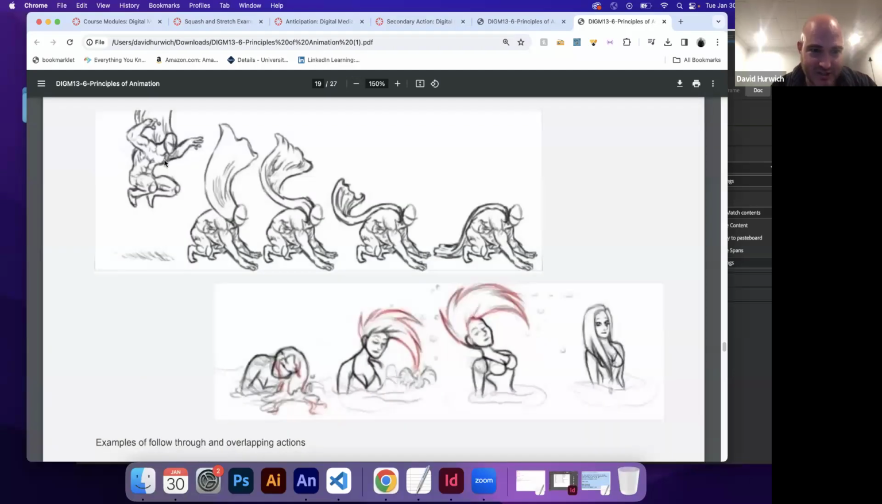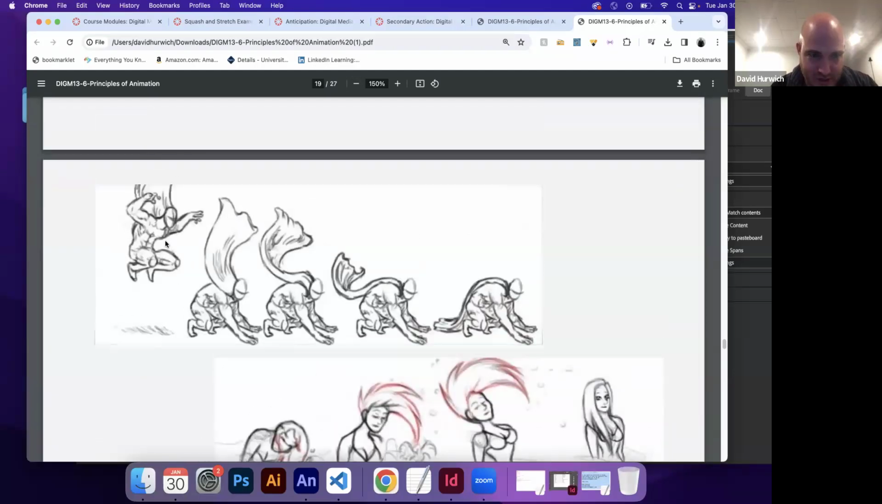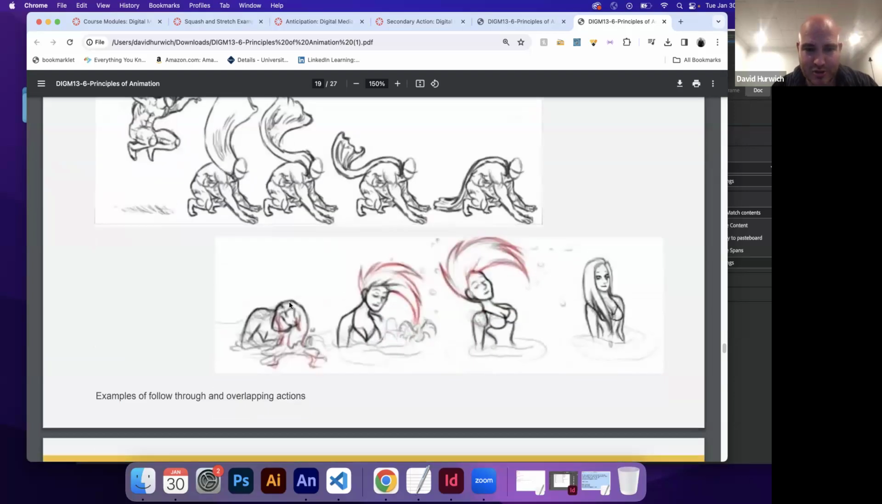Like I said, here's another example. A superhero falls, and then the cape follows through because the cape is being slowed down by wind resistance. Or someone throws their hair back. Her body, her torso and her head are already back, but her hair is about a half second behind her.